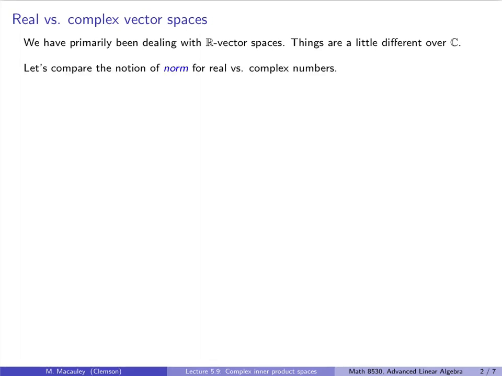Let's begin by comparing the notion of what the norm is for real versus complex numbers. For any real number x, its norm, or just the distance it is from 0 on the number line, is written as the absolute value of x. And it might seem a bit silly to write it this way, but bear with me. It's the square root of x squared, which is clearly real.